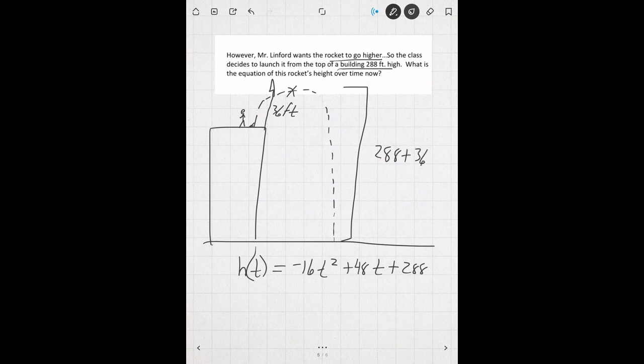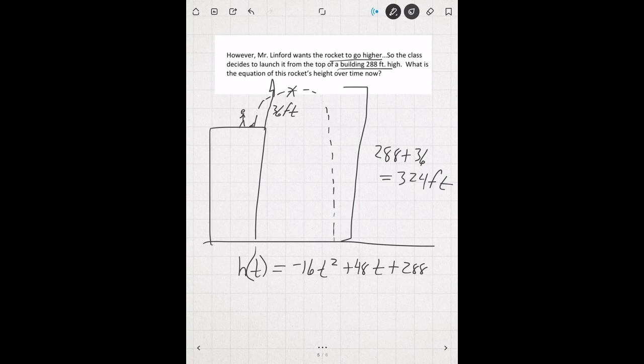How high up from the ground would the rocket's max height be? Well, it would be 288 feet up from the ground, because that's how high the building is. And then you've added the 36 feet in the air it traveled. So really, the max height of the rocket now is 324 feet. This is telling us that, yeah, if you start higher up in the air, your rocket's going to go higher up in the air, right?